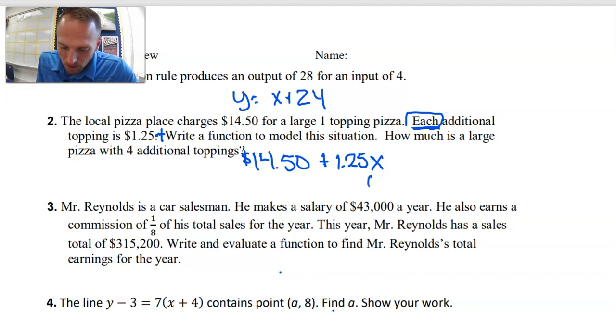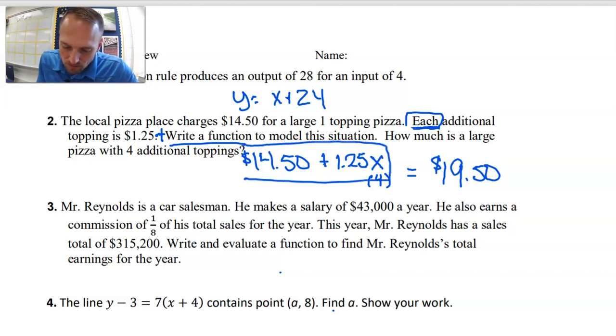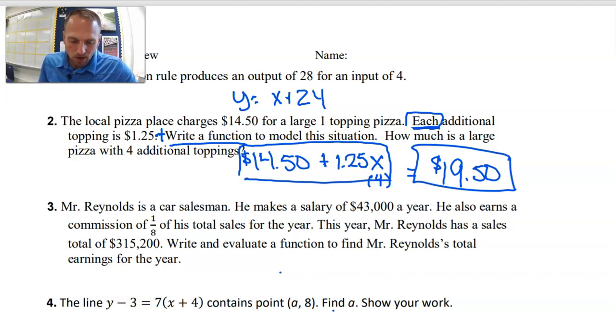How much is a large pizza with 4 additional toppings? So now I'm going to put 4 in for x right here. And so I'll have $14.50 plus $1.25 times 4. And that is going to be $19.50. Okay, so the first thing I have to do is write a function. That's that. Second thing I need to do is answer the rest of the question, and that's going to be $19.50.